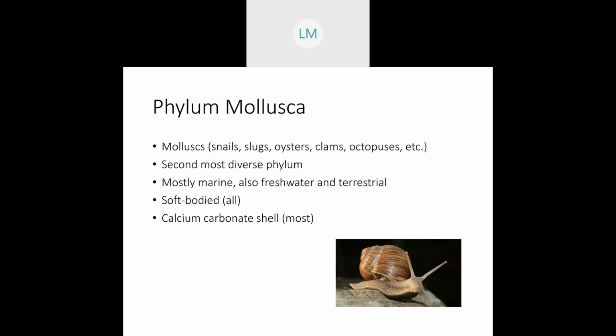The only one it is second to are the arthropods, which we'll talk about in a little bit, things like insects. So this is the second most diverse phylum. Most of these species do live in the marine environment, but you do also see freshwater organisms and terrestrial organisms in this phylum. They are pretty much defined by the soft body that they have. All of them have this soft body, and then most of them have a calcium carbonate shell. Not all of them have a shell, but most of them do. They all have the soft body, most of them have the shell.